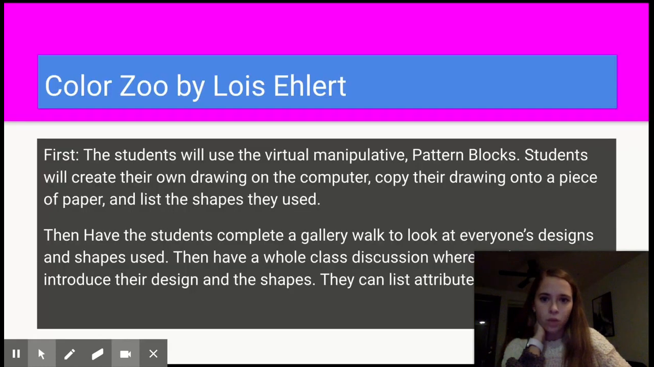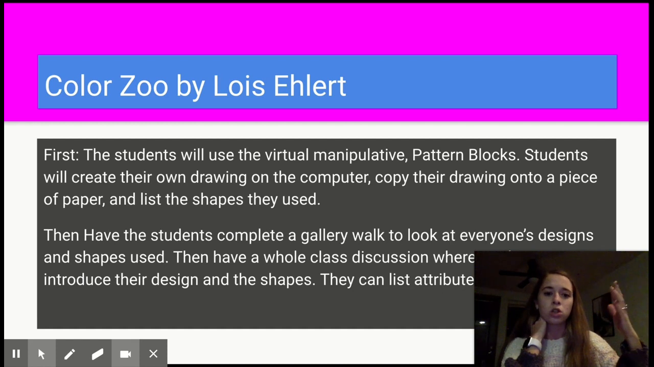So we're using the book Color Zoo by Lois Ehlert, and before we even do the read aloud, the students are going to use the virtual manipulative pattern blocks, and they're going to create their own drawing on the computer, copy their drawing onto a piece of paper where they will just hand draw what they've done, and then they could also, if they have their own personal Chromebooks, save it into a document if they would like to keep it in the unit, and then they can also list the shapes they've used.